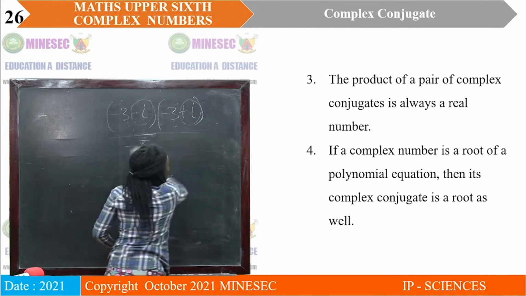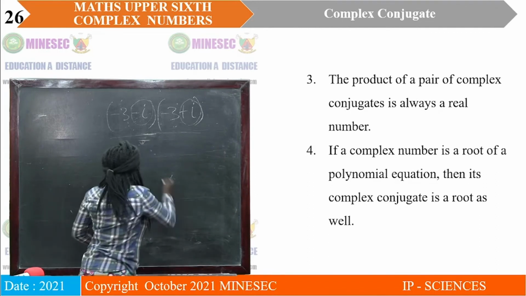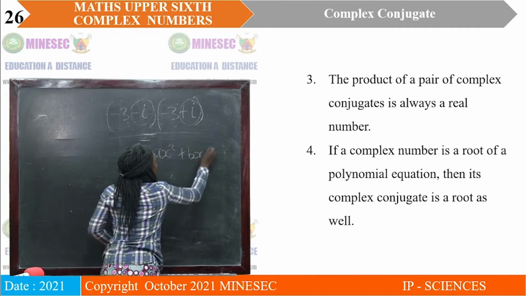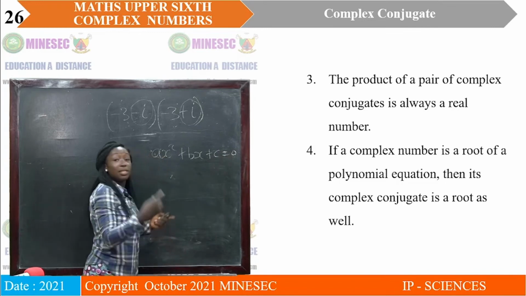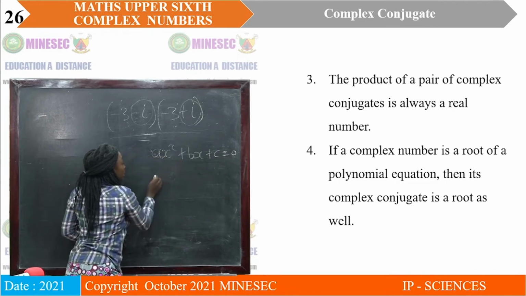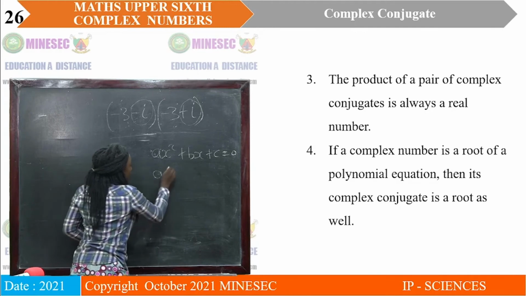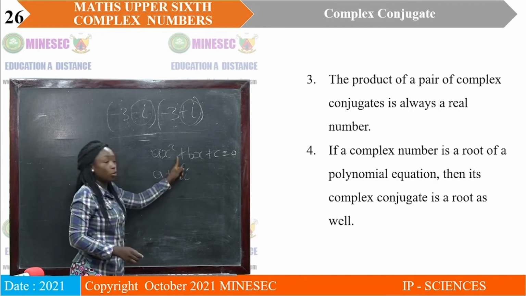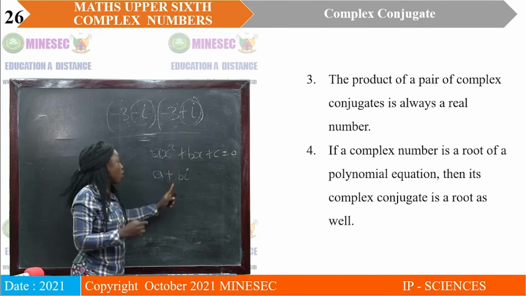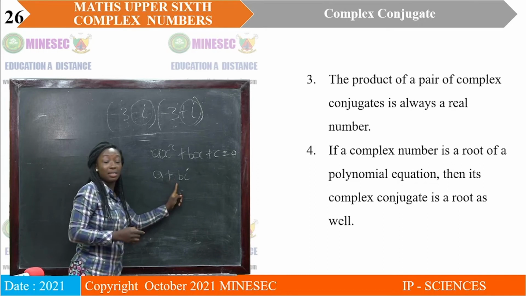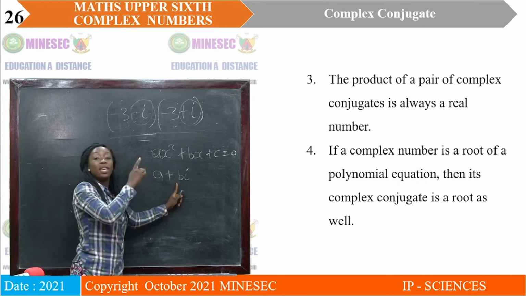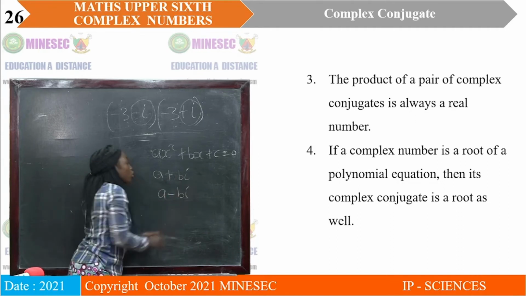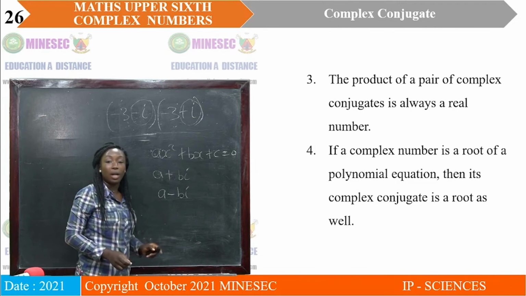For example, if you have a quadratic equation, x squared plus bx plus c equals 0. Let us say that the root of this quadratic equation is a plus bi. Let's say this is the root of this quadratic equation. Therefore, the conjugate of this complex number will also be one of its roots, meaning that if this is a root, then a minus bi will also be a root of the quadratic equation.